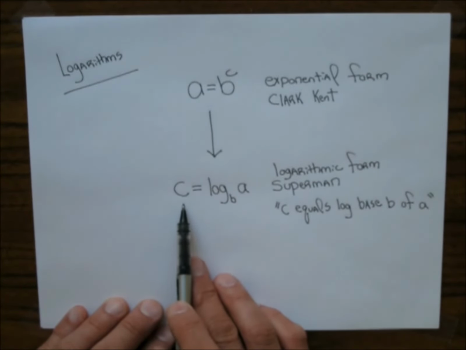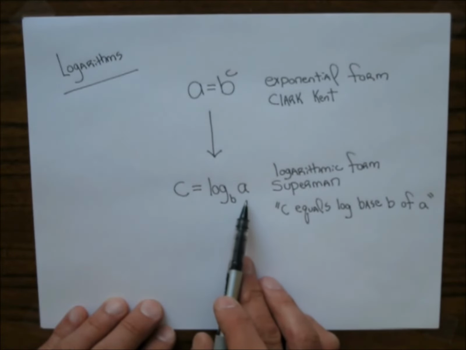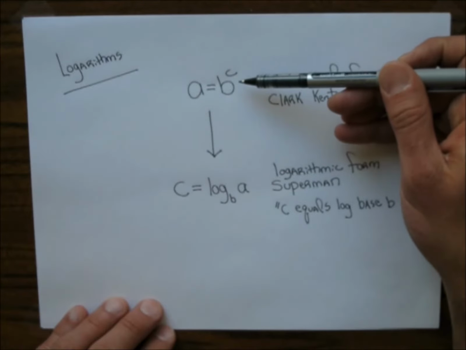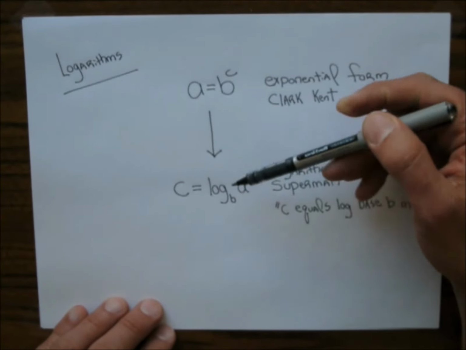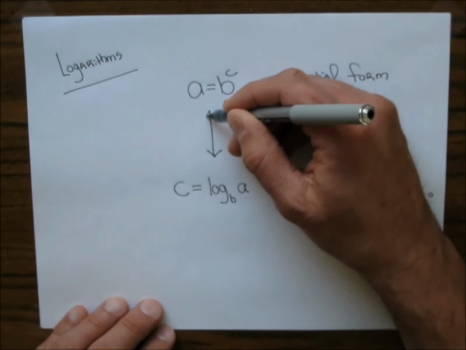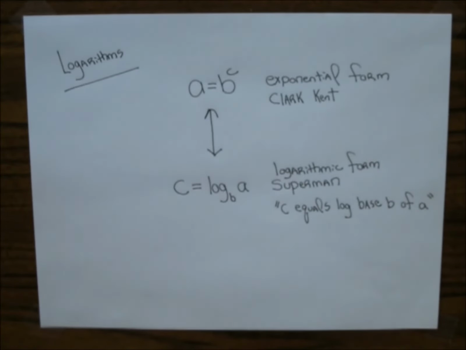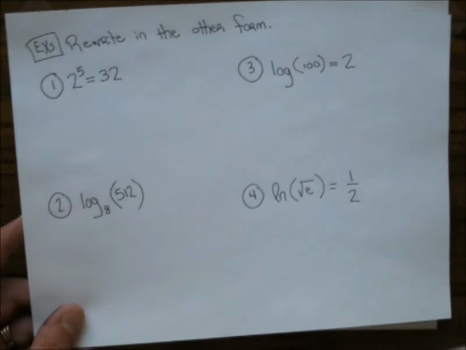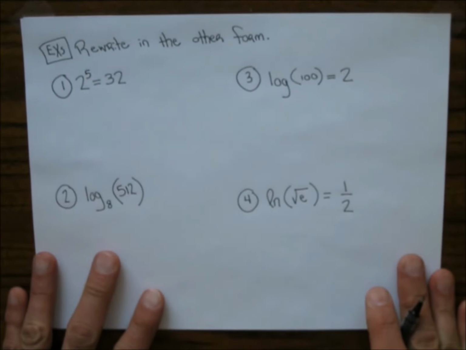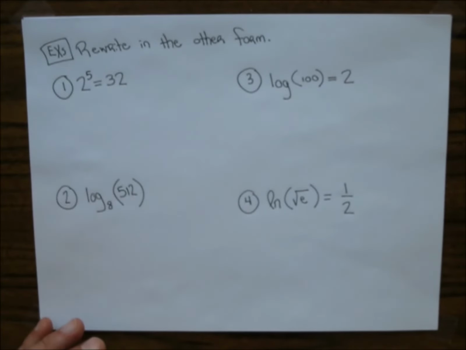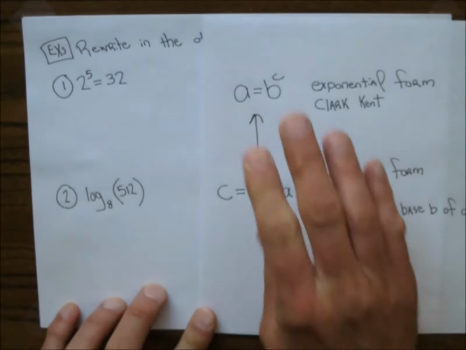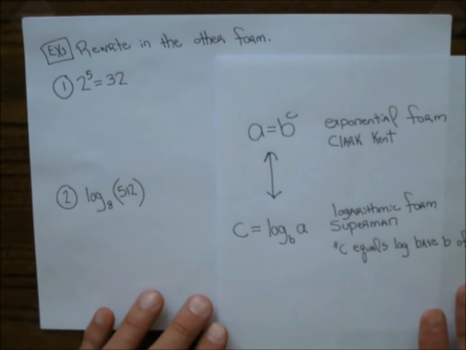How would we say this? c equals log base b of a. And so they're going to ask you in your homework to go from Clark Kent to Superman, and they're going to also ask you to go from Superman back to Clark Kent. And so that is what we'll do. Let's see if we can do these kinds of problems. Rewrite in the other form, meaning if it's Clark Kent, turn it to Superman, and if it's Superman, turn it to Clark Kent. I'm actually going to fold this piece of paper here. And so it says, rewrite in the other form.